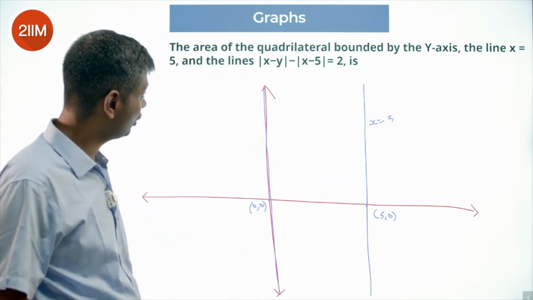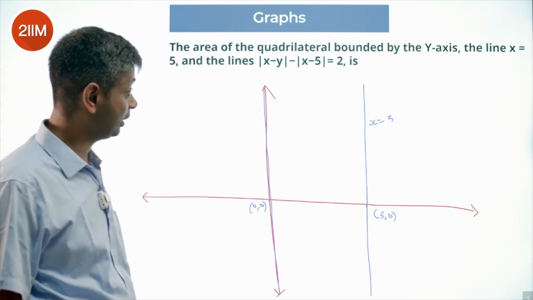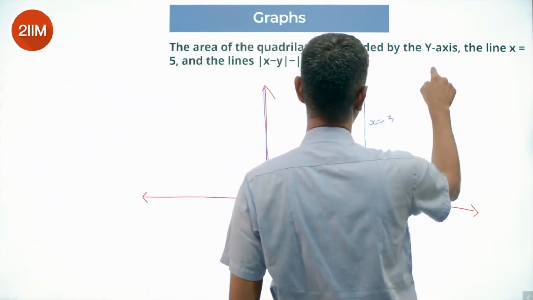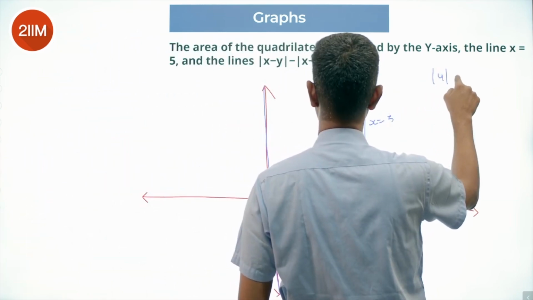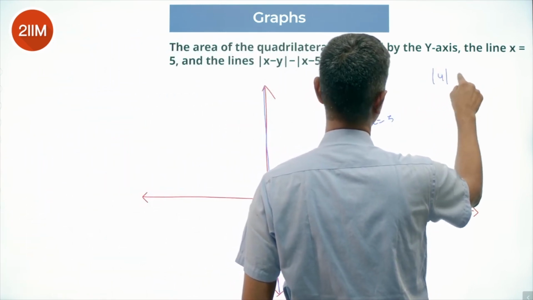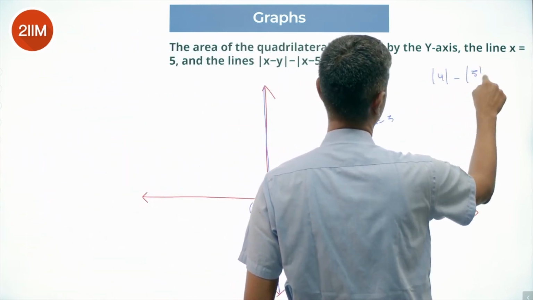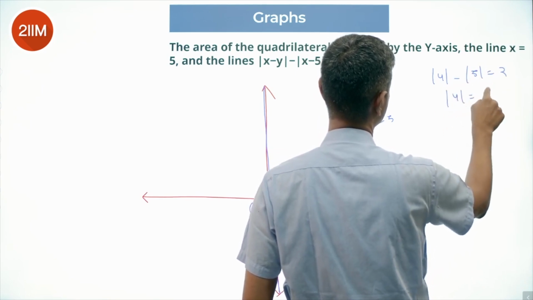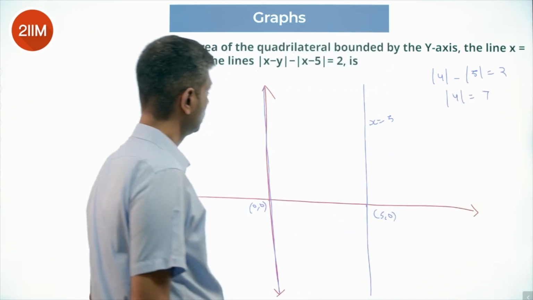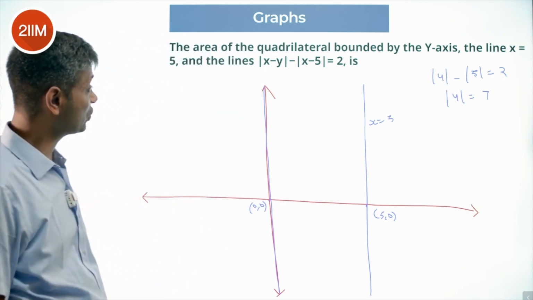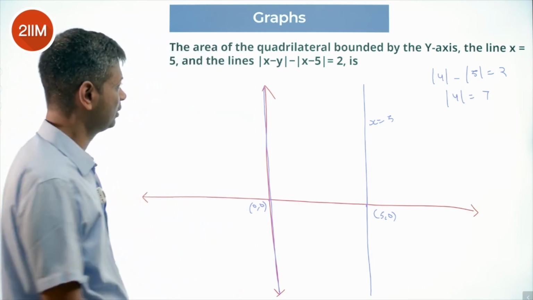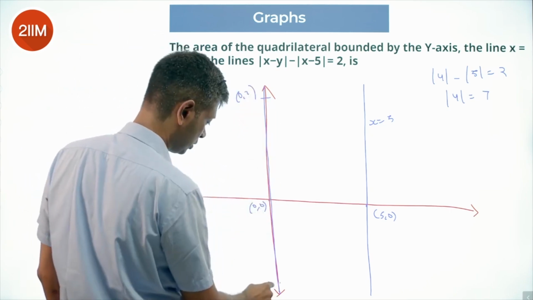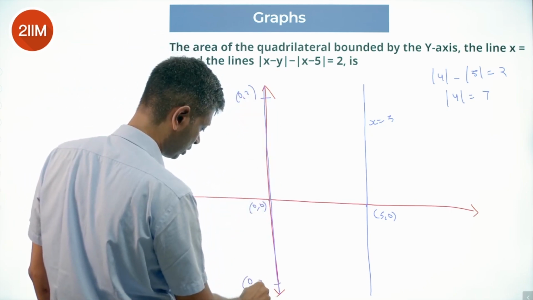So modulus of x minus y minus modulus of x minus 5. Put x equal to 0. Mod y minus mod 5 equal to 2. Mod y equal to 7. So y could be 7 or y could be minus 7. So it cuts at 0 comma 7. It cuts at 0 comma minus 7.